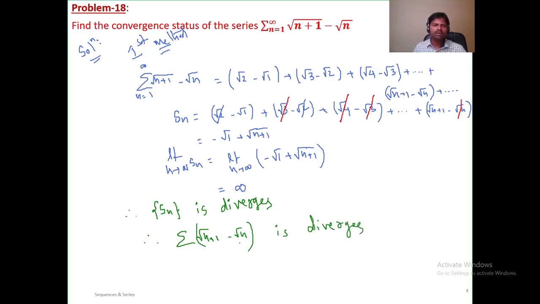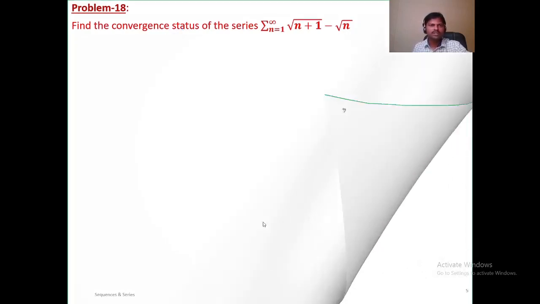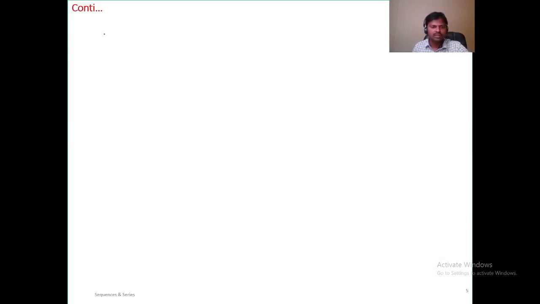Or you can do it by limit comparison test also. Here the conclusion, what I got here, conclusion is diverges, right? Let me do it by the second method by using limit comparison test. Okay. So second method. So first, an is what? Root n plus 1 minus root n. This is an.